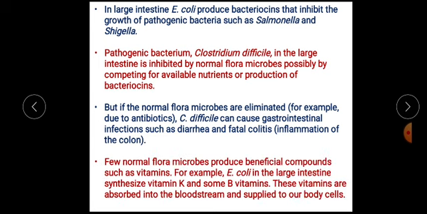Normal flora microbes also produce beneficial compounds. That is another benefit. They are responsible for the production of vitamins. For example, Escherichia coli in our intestine synthesize vitamin K and vitamin B. Vitamin K is essential for the synthesis of clotting factors, and vitamin B is involved in active metabolic processes. These vitamins are absorbed into the bloodstream and supplied to our body cells. Of course, we get these vitamins from food, but if the consumption of these vitamin sources is less, then we have to depend on our normal flora organisms.